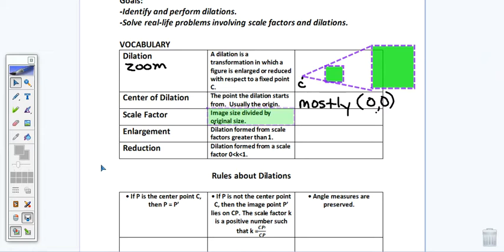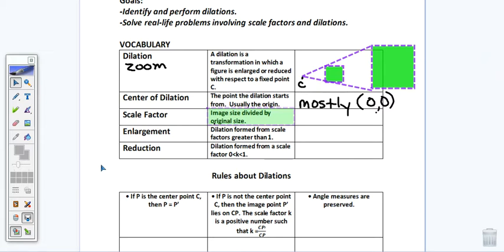What if it was the other way around? What if I said, take this and turn it into this? If this is 2 units long up here and this is 12 units long, what would 2 over 12 reduce to? 1/6. So a scale factor can either show enlargement or it can show reduction.